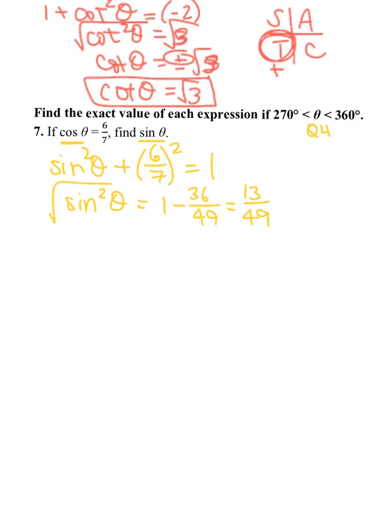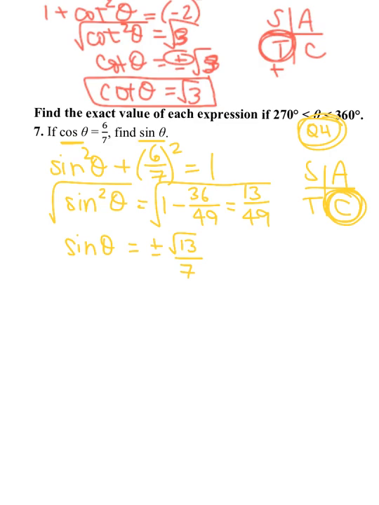All right, I'm going to square root both sides. And I get sine of theta is equal to plus or minus rad 13 over 7. Okay, so looking at where theta lives, we're in quadrant 4. And it seems like cosine, and secant its reciprocal, will be positive, meaning sine must be negative. So I'm going to take the negative one of that. So final answer will be sine of theta is equal to negative rad 13 over 7.